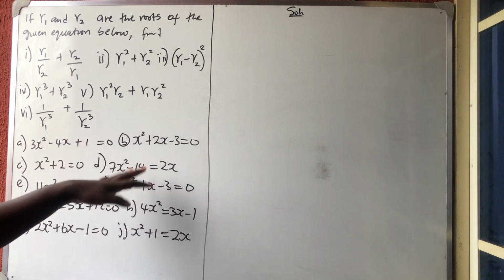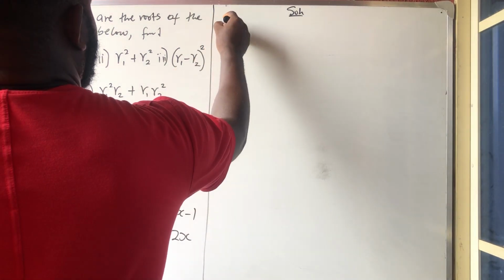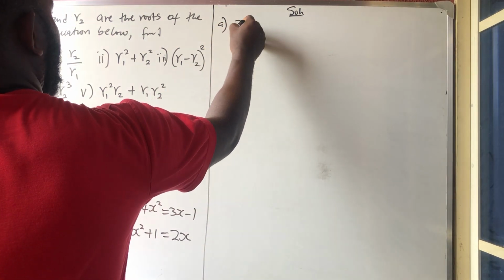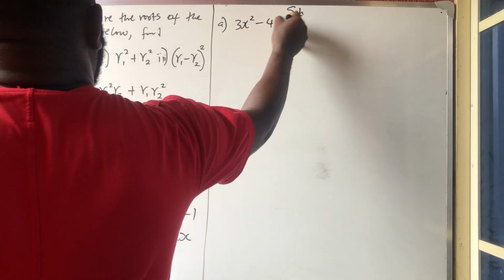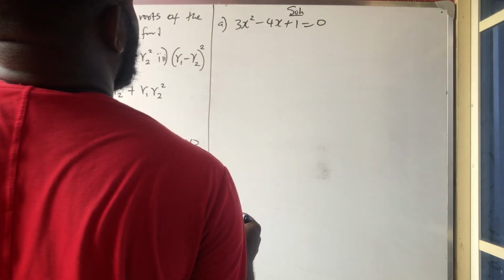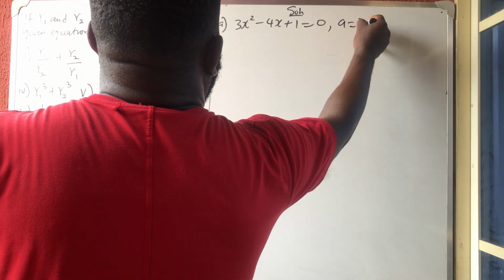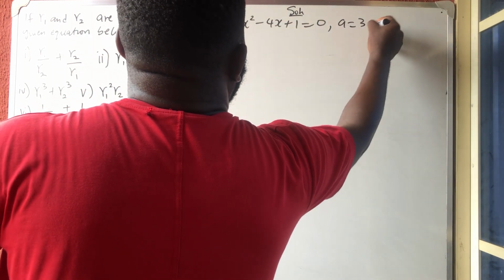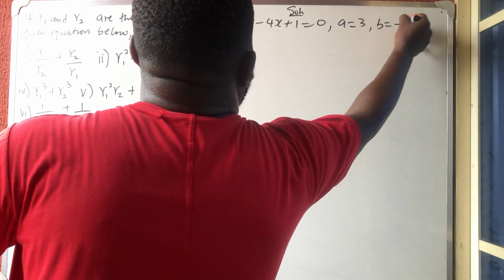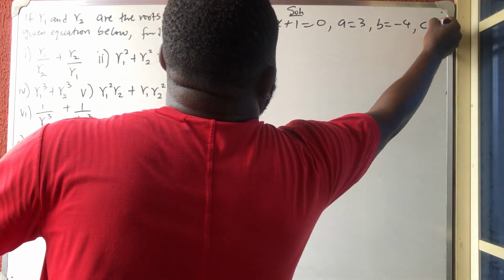Okay, look at the equation they gave us. Starting from the first one, which they gave us: 3x squared minus 4x plus 1 is equal to 0. This shows that my a is equal to this first one, 3. My b is equal to the other one, minus 4, and my c is equal to 1.